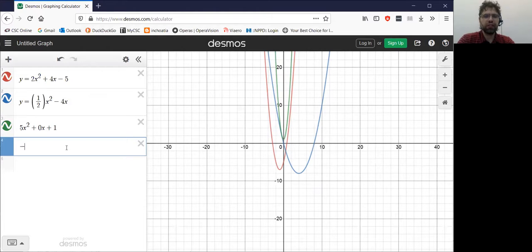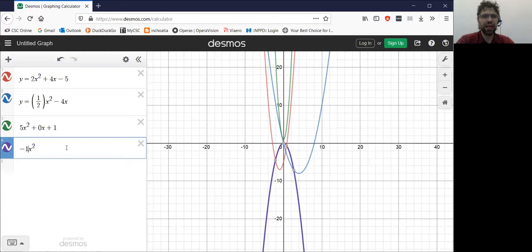Let's graph negative x squared next. And you'll see it looks rather different. It's still a parabola, but it's oriented differently. Instead of opening upwards like this, it opens downwards like this. And what's the cause of that?